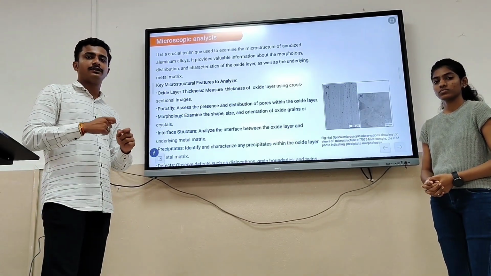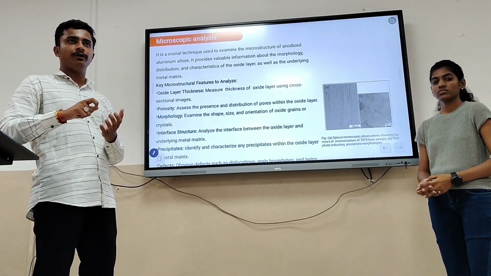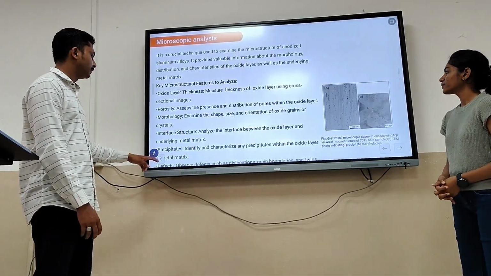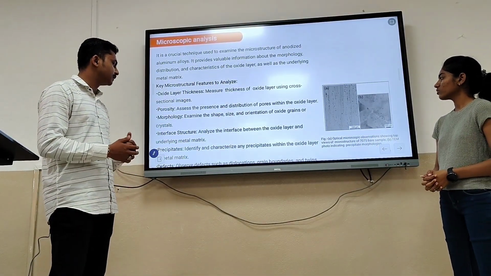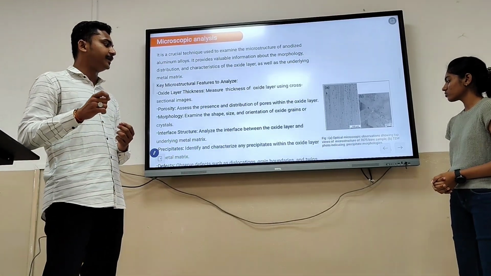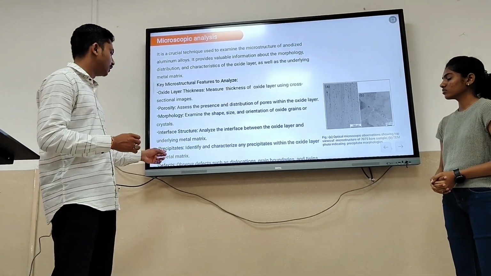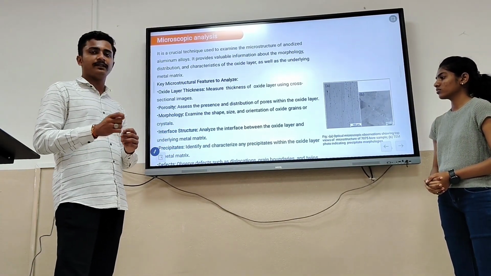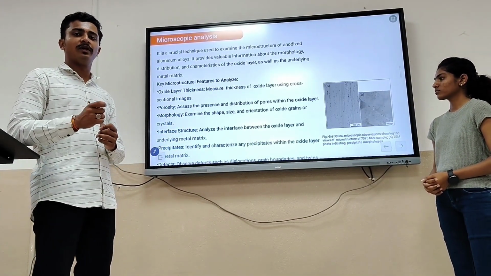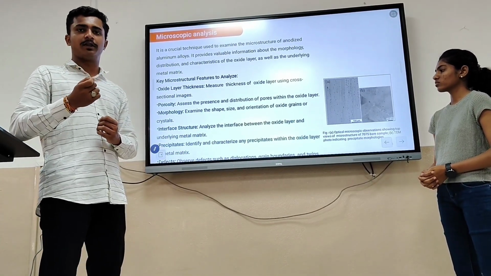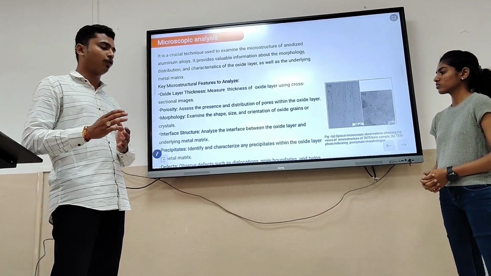So we can see deep into the matrix layer. And the next thing is precipitates. So identify and characterize any precipitates within the oxide layer and/or the metal matrix. So are precipitates there or not? And how much optimum thickness did we get for the coating.